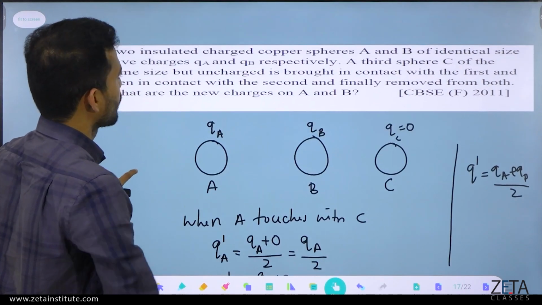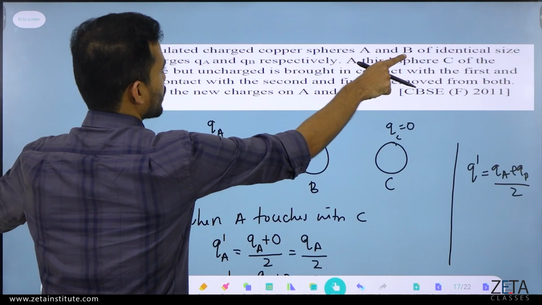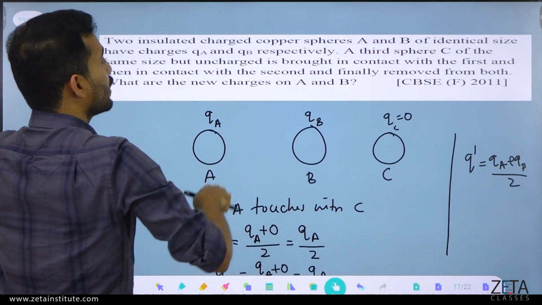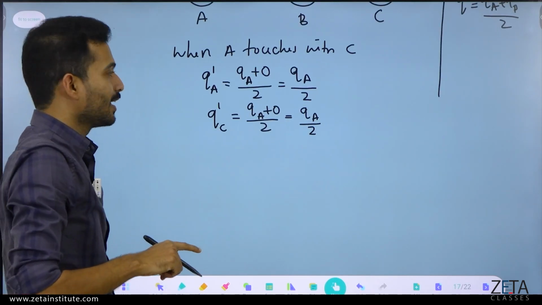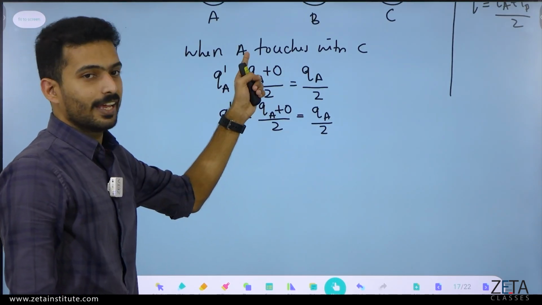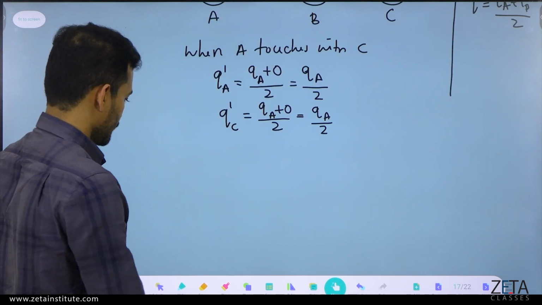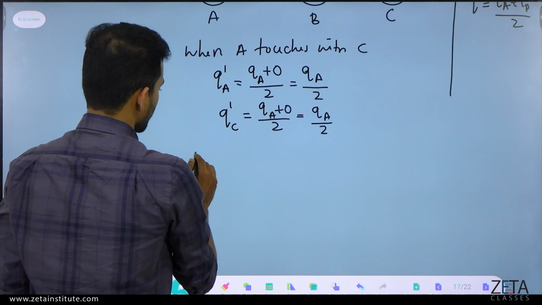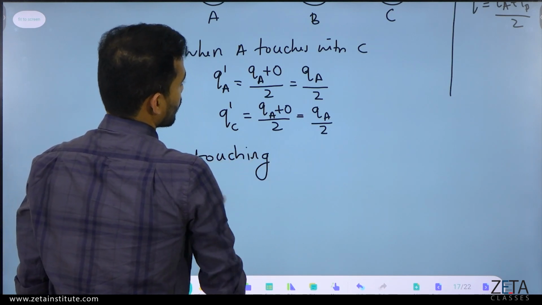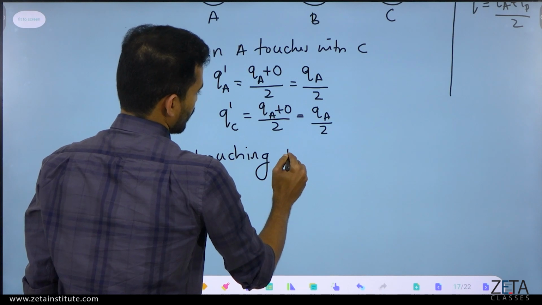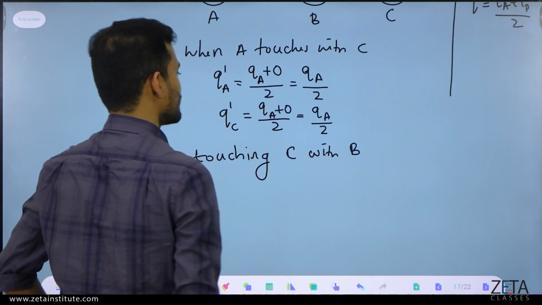What is next? A third sphere C of the same size but uncharged is brought in contact with the first and then in contact with the second. So, after touching A, the C is touched with body B. That can be written as touching C with B.